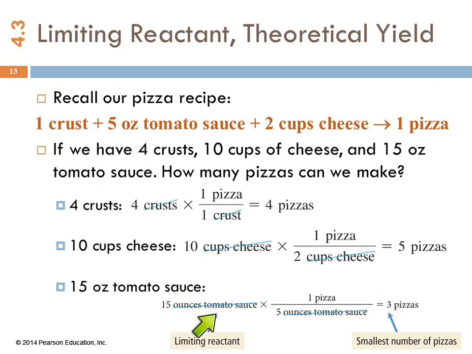The tomato sauce is what's limiting how much product we can make. And so we call that the limiting reactant. These are reactants: the crust, the sauce, the cheese. The one that runs out first is our limiting reactant. The way we figure that out is you take each ingredient and you calculate the number or amount of product that you could make. Then you look at these and you pick the smallest one. You do not add them all together.